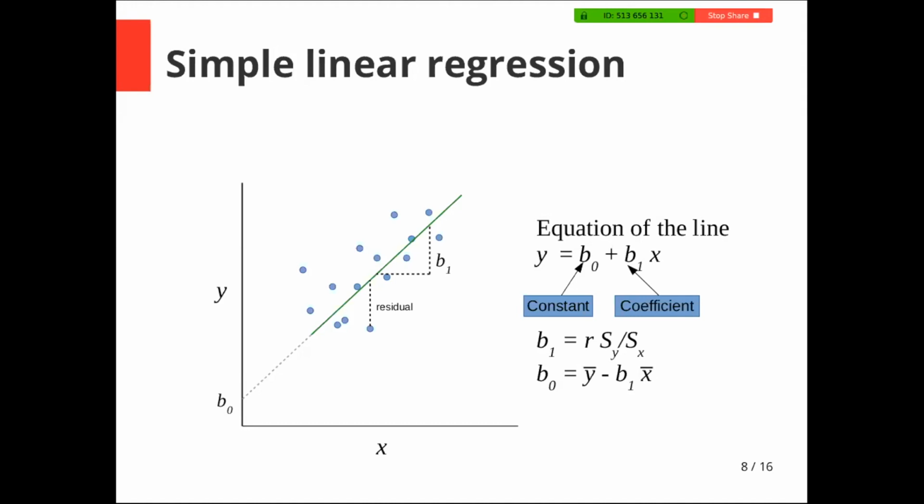And there is another term called the residual. The residual is the distance between each point and the regression line. And how do we solve for B1 and B0? B1 is given by r, the Pearson correlation coefficient, times the standard deviation of y divided by the standard deviation of x. And similarly, B0 is the mean of y minus B1 times the mean of x.